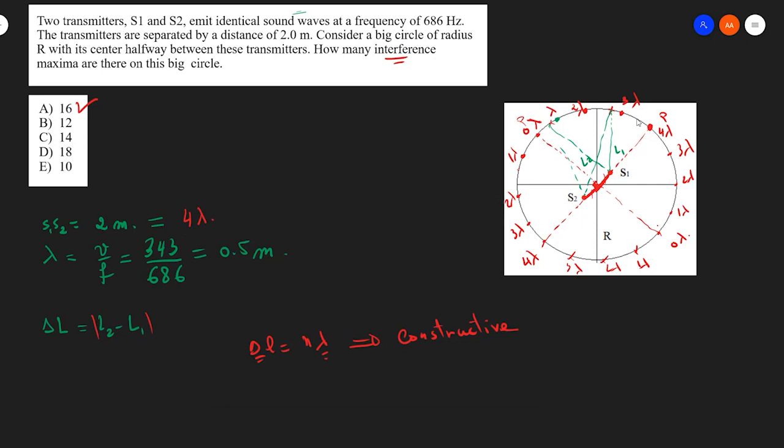Mr. Adel, yes, go ahead. The maxima, are they the nodes? Here, yes, they are the nodes. So should it be lambda over 2? No.